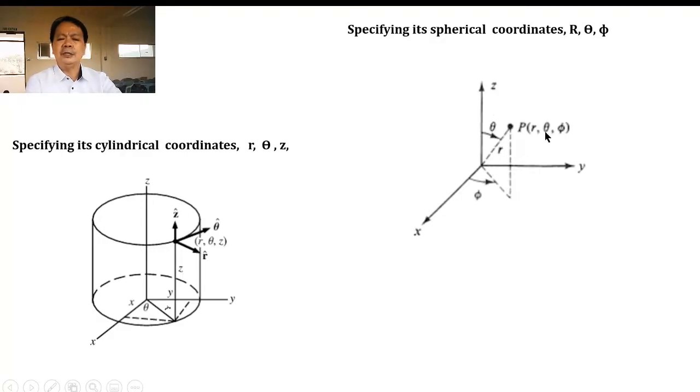Yung theta na ito naman, tinutukoy is the angle that this OR, the distance of this OR, is making with respect to the z axis, and this phi is the angle that the same OR will be making with respect to the x axis. So, ang ibig sabihin yun, dalawang reference axis na tinutukoy natin dito. So, you have the axis z and the axis y, while the r is the distance from the reference point, which is the intersection of the mutually perpendicular axes x, y, z.